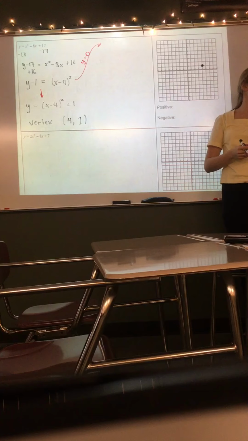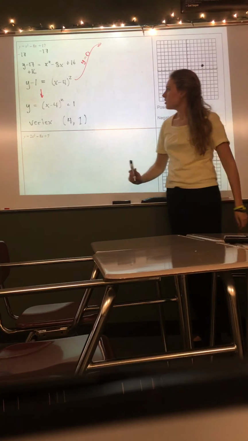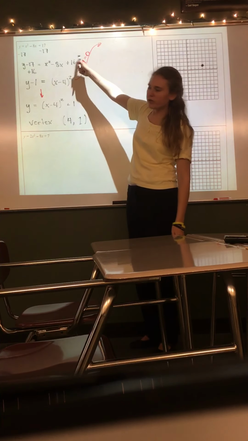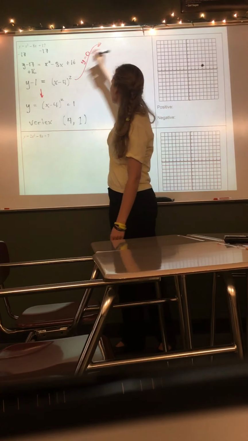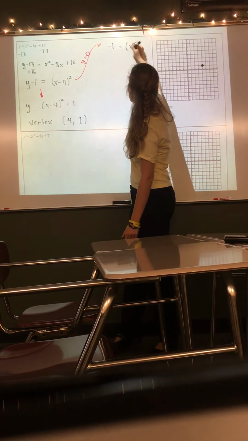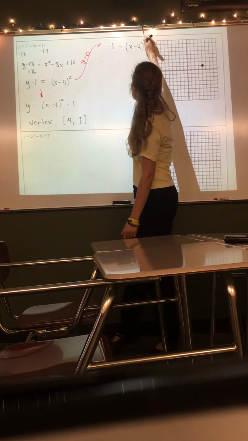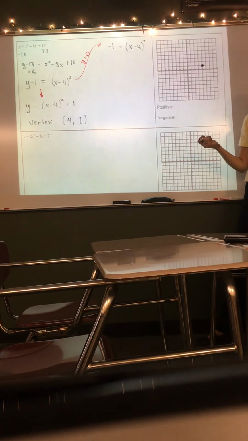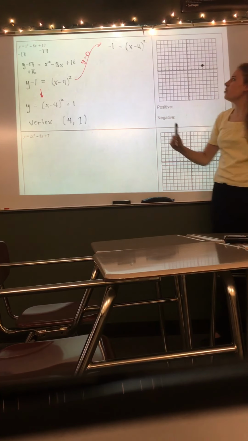Question? No, got it. You just put it on the other side. So now here, when we say y equals 0, we're going to solve for my zeros. Y is 0, all we're left with is the negative 1 equal to x minus 4 squared. So what would your next step be? Shouldn't you multiply by negative 1? Or can you square root it?